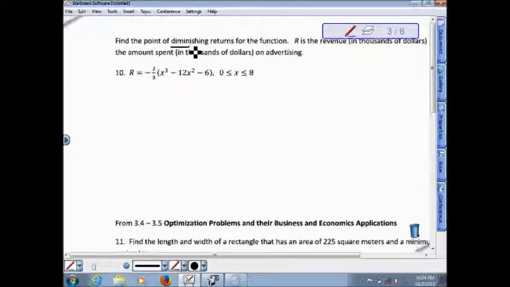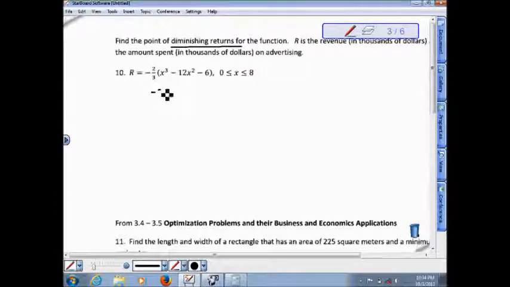Okay, the point of diminishing returns, this was part of 3.3's lesson, the latter part. The point of diminishing returns is a point of inflection of a graph when it switches from concave down to concave up. That means it's still increasing, but it starts to increase at a slower rate. That's a point of diminishing returns. So what we need to do is find the second derivative of this.